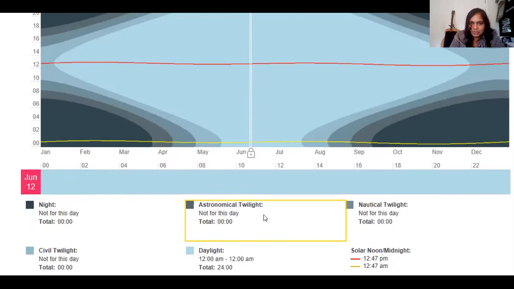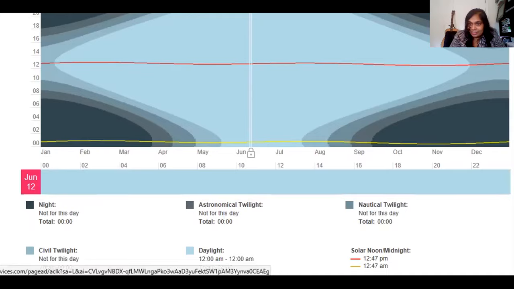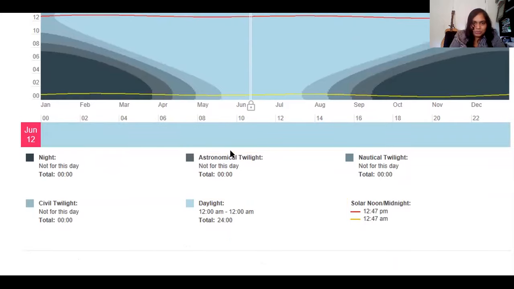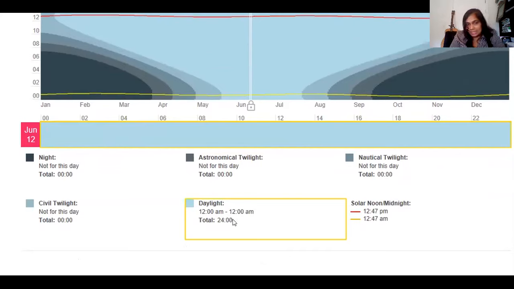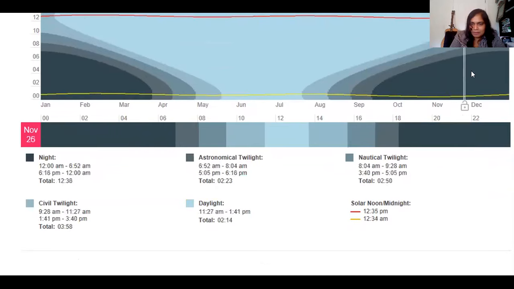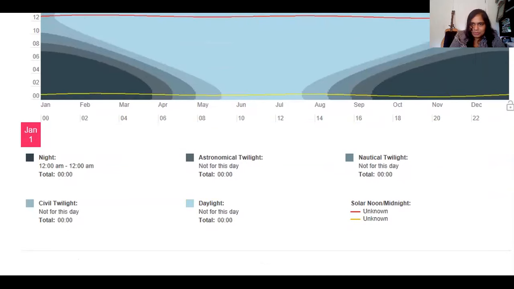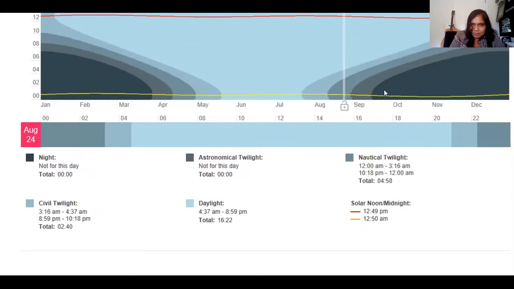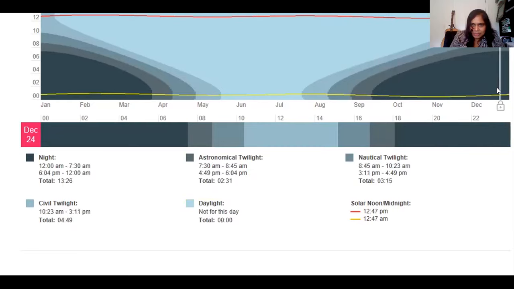And the astronomical twilight, not for this day. Then let's see the daylight. It's 24 hours of daylight. So in that city, on June 12th, they have 24 hours of daylight. There's no sunset at all, right? And let's look at sometime in December or January. So what happened there? If you go all the way to December 28th, let's hold it there.